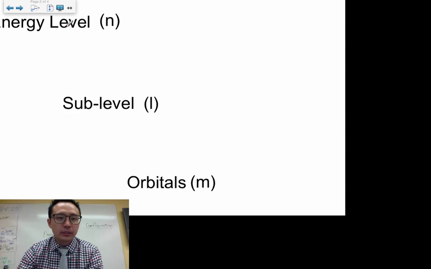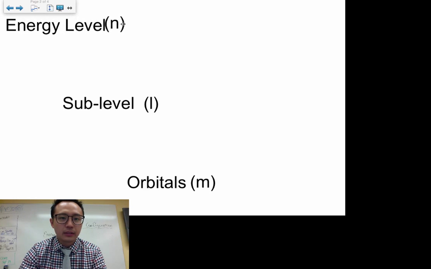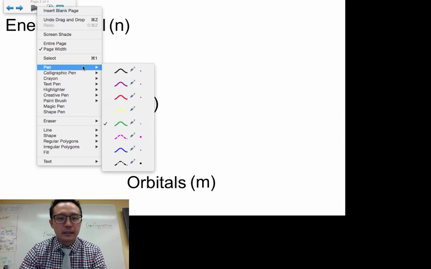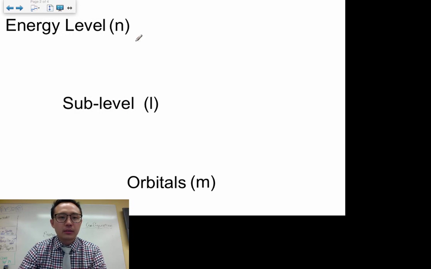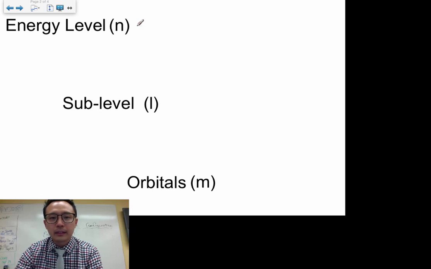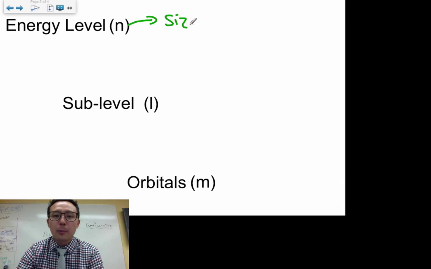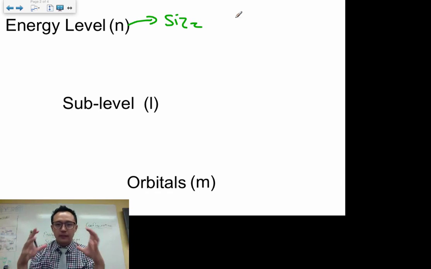So let's move on to the next 3 things. Oh, this energy one is sort of cut off. Let's see if I can move it over. Energy level. So, 3 things. Energy level tells you the size. This is how big that region of space is.